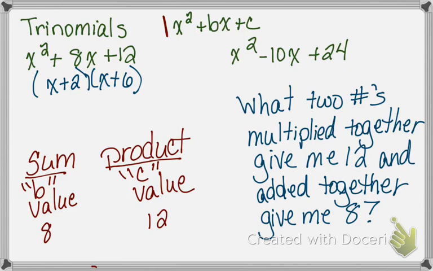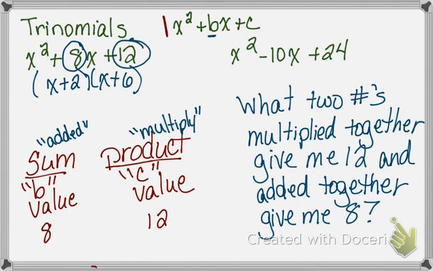Shay. Okay, that's a good question. Sum means added. Okay? Sum means added. So I am adding two numbers together to get a number. And it's always going to be this b value right here. It's the number in front of just the x, not the x squared. Product, we are multiplying together. Product means two numbers that are multiplied together. And it's always going to be this c value right here, what's by itself.